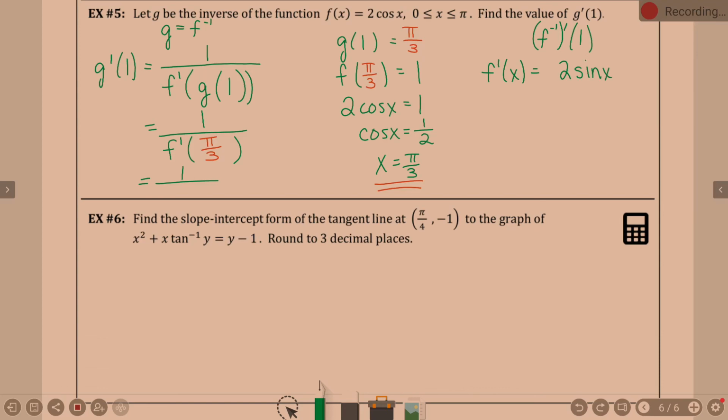The 2 just stays. The derivative of cosine x is negative sine x. And so then we want to know the derivative evaluated at pi over 3. So negative 2 times sine of pi over 3. Well, sine of pi over 3, it's not 1/2, it's the other one, which is square root of 3 over 2. So we got negative 2 times square root of 3 over 2, which is just going to be negative square root of 3.